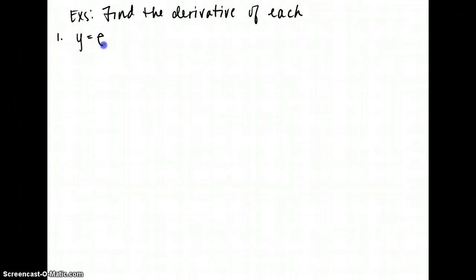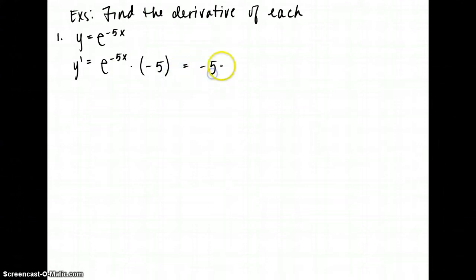Y equals e to the negative 5x. So y prime is itself times the derivative of the exponent. Derivative of negative 5x is just negative 5. So cleaning up the answer a little bit. That's our derivative.